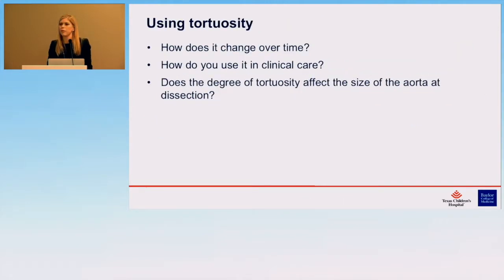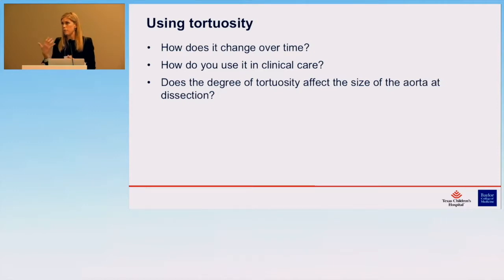After that pilot study, we said, wow, okay, if I see you today and you have high tortuosity, I think that you're at higher risk of dissection, but what does that mean? How does it change over time? How do we use it in clinical care? Does the degree of tortuosity affect the size of the aortic dissection?